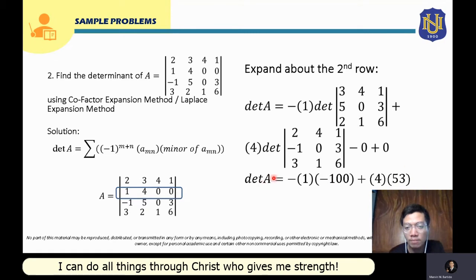So we are going to simplify this. The determinant of A will just be negative 1 times negative 100, that will be positive 100, plus 4 times 53. So that will be 312. So this will now be the determinant of matrix A, no? That will be 312.